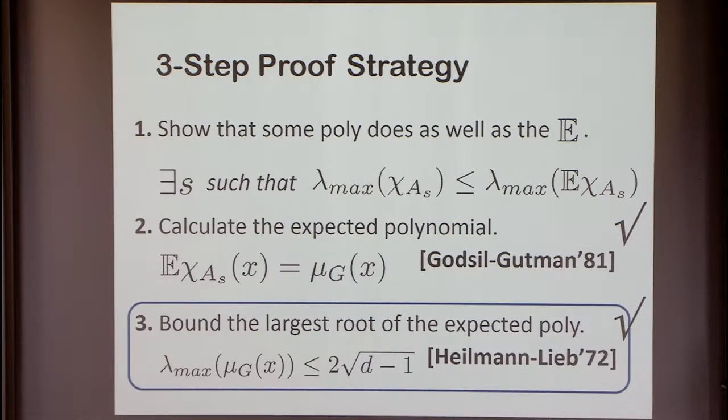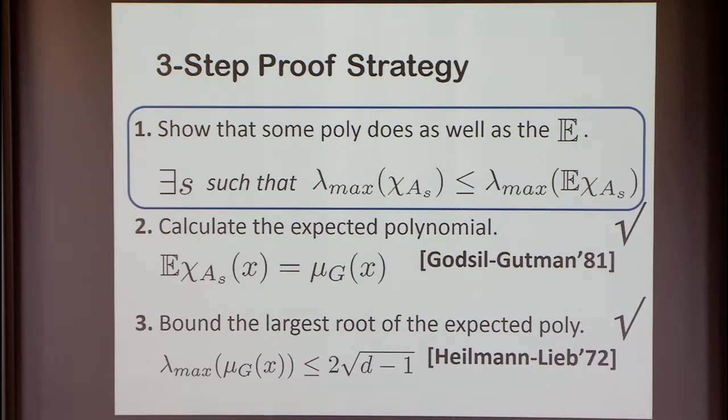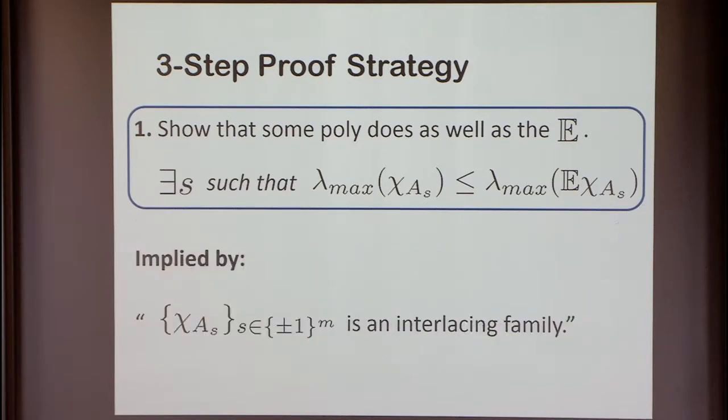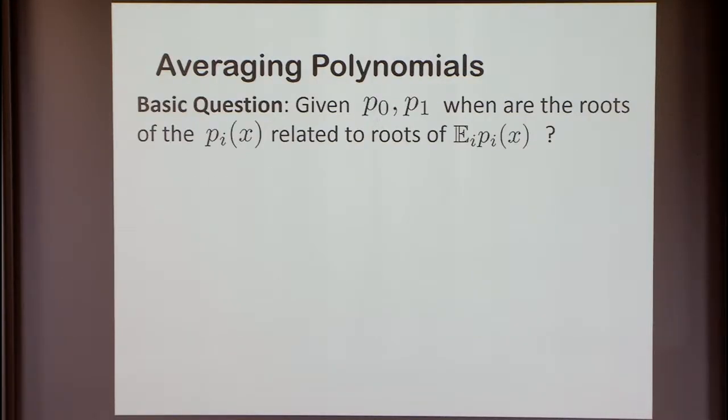So that's great. The largest root of the expected polynomial, which is the matching polynomial, is exactly what we want. And so all we have to do is show the first part, that there exists some polynomial that does as well as this expected polynomial. Now, this turns out to be implied by the statement that this collection of polynomials is an interlacing family. But basically, what do we need to do here? We need to understand what averaging polynomials does to the roots of the polynomial. Right? So we're interested in the roots, but we're averaging the coefficients. We need to understand how these things affect each other.